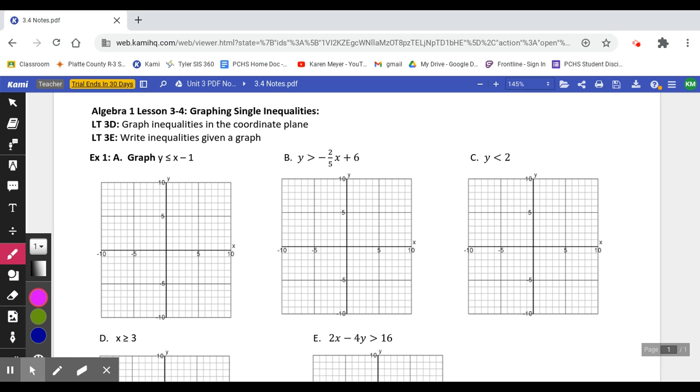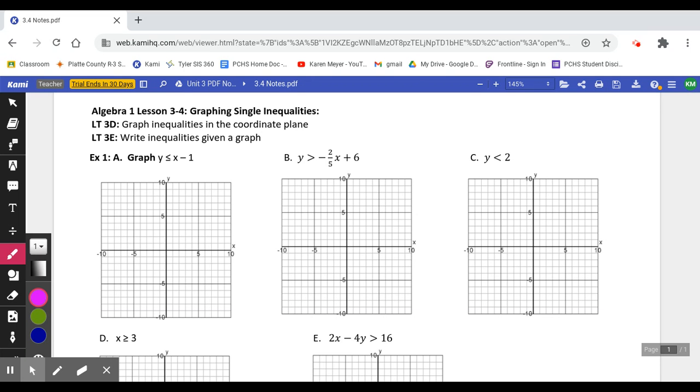In this lesson, we are going to talk about how to graph an inequality instead of an equation. Okay. First thing we have to know is, what are inequalities? There are actually 4 types of inequality.